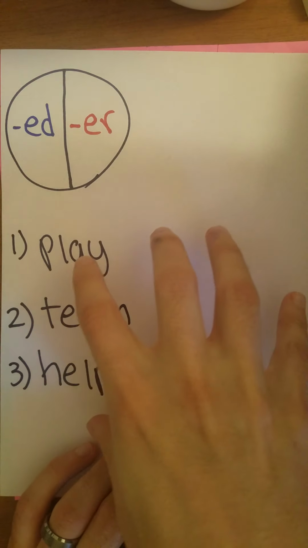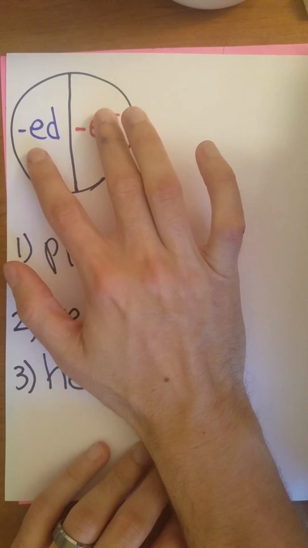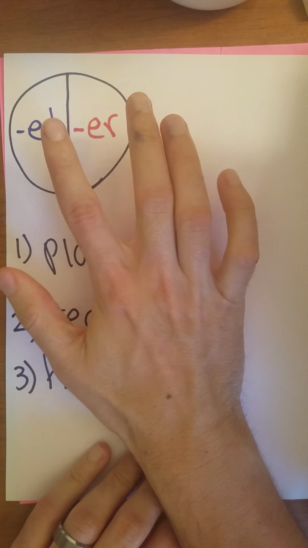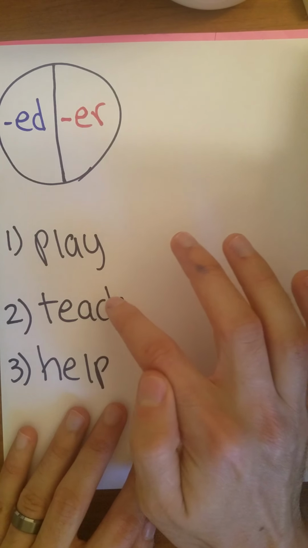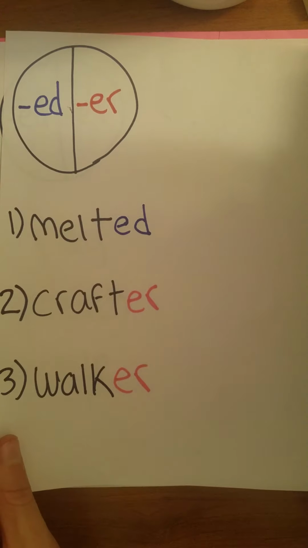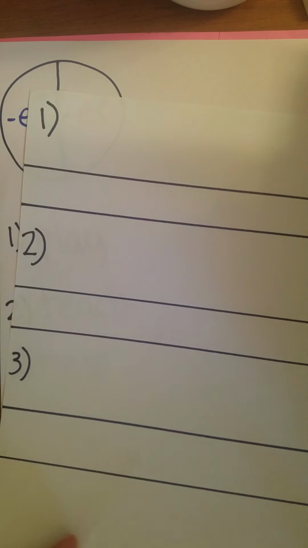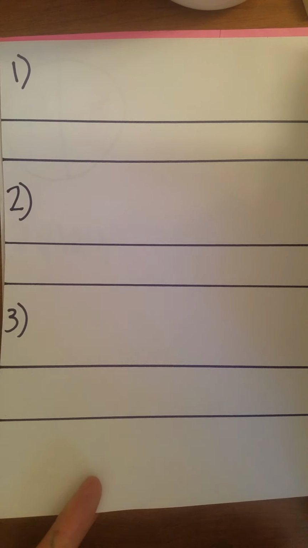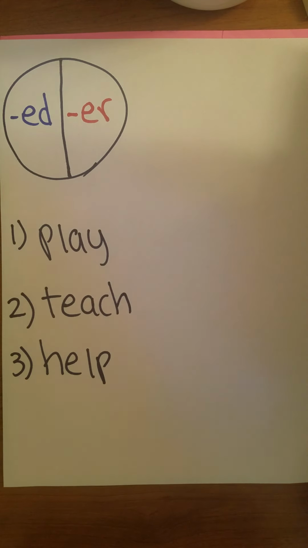So for your Seesaw mission, you're going to use a piece of paper to make this exact sheet I have right here. You need your spinner, which is just a circle with a line through it, ED on one side, ED on the other side, and then the words play, teach, and help. You're going to spin 3 times and add whatever ending you land on to your 3 words, like Mrs. Mac did right here. And then you can make your own sentences. Your sheet should look something like this, to spin and add endings to these words, and then your sentence sheet should look something like that.